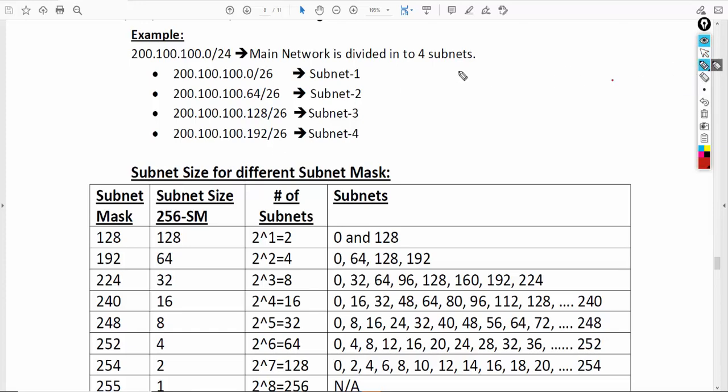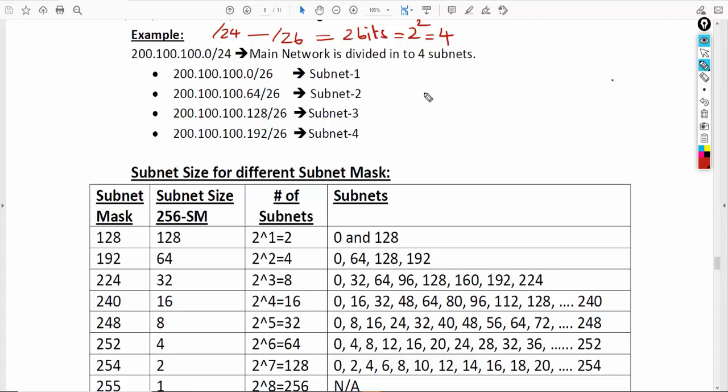So basically the idea is simple. From /24, if you want to move the subnet mask to /26, you're borrowing 2 bits. How many bits are you borrowing? 2 bits. So 2 to the power of 2 networks. So you can have a total of how many networks?